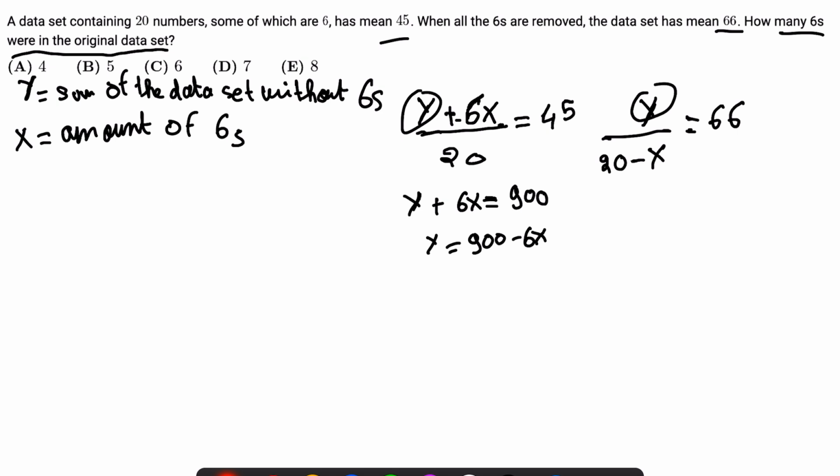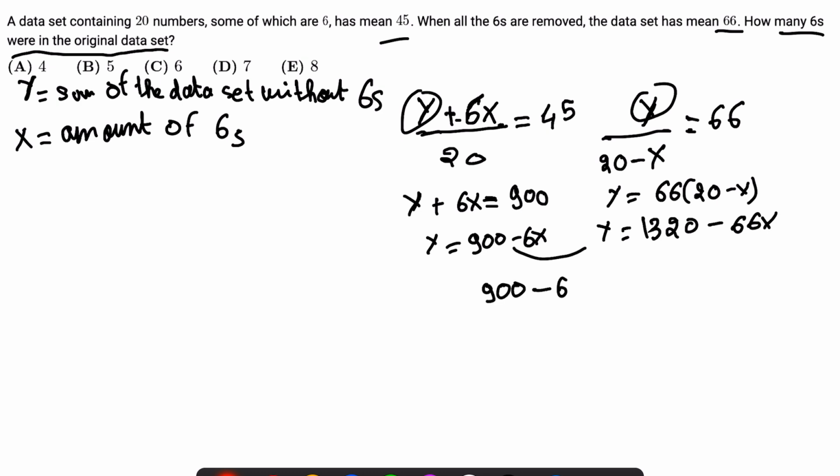Then on the right-hand side, to solve for y, I'm going to multiply both sides by 20 minus x. So y is equal to 66 times (20 minus x). I'm going to simplify that. 66 times 20 is 1320. Then we have minus 66x. So now I'm going to set both of these equal to each other. 900 minus 6x is equal to 1320 minus 66x.